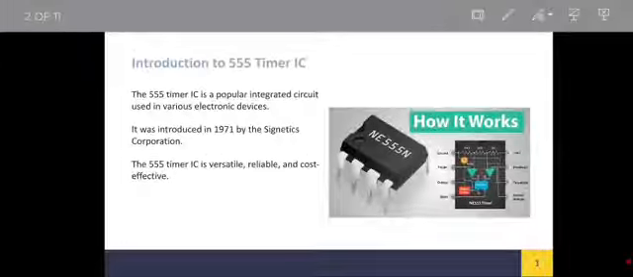First, look at the introduction of the IC555 timer. It became very popular because it is reliable and cost effective, due to its simplicity and efficiency. It is widely used in electronic circuits today. Now we have understood the basic introduction of the IC555 timer.